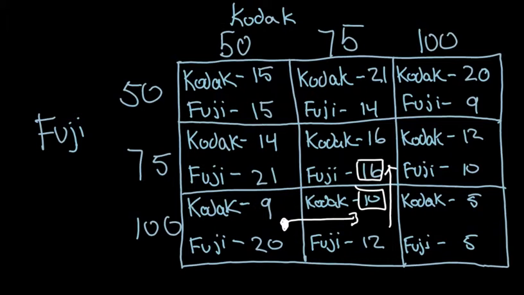We can now box 16, and now we see that 75 is the best option for both players, and at this point neither player wants to deviate from their current position. This is our Nash equilibrium.